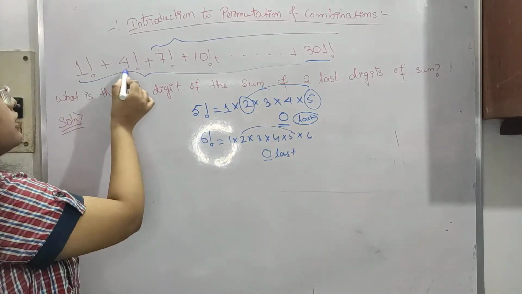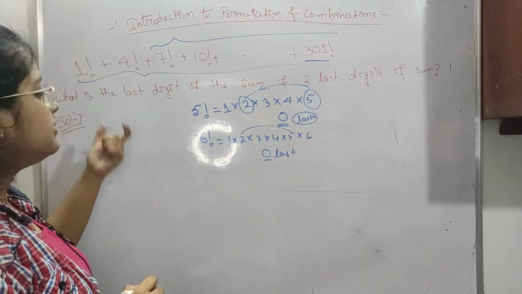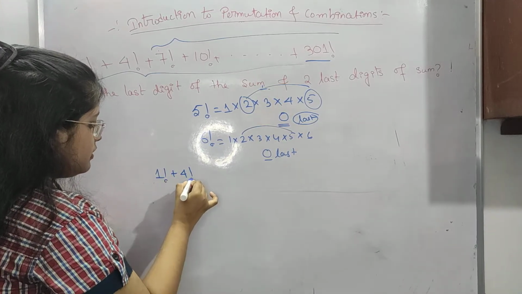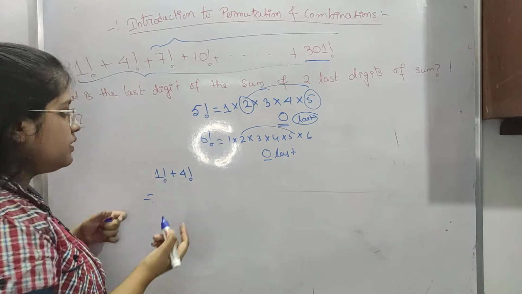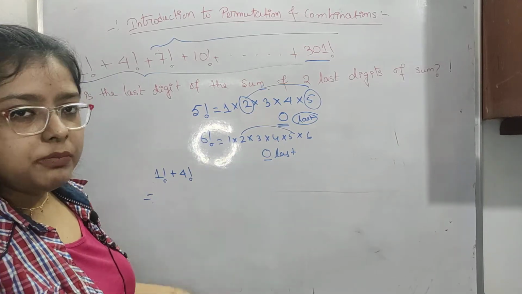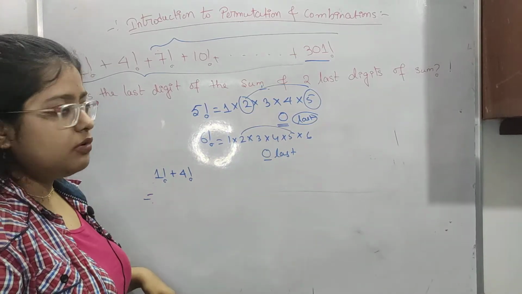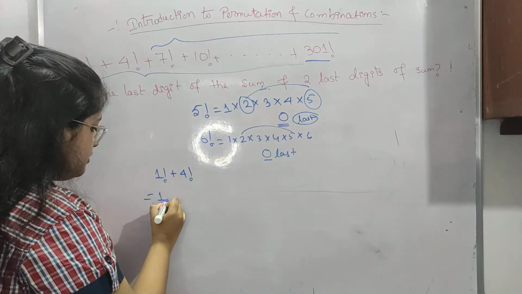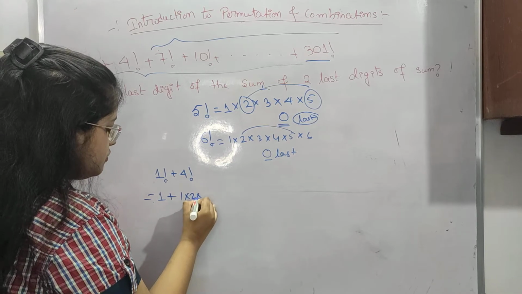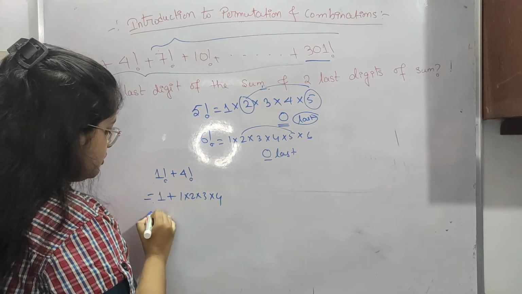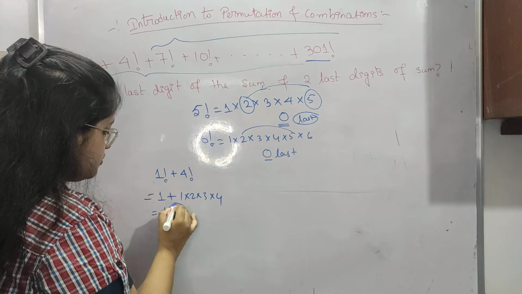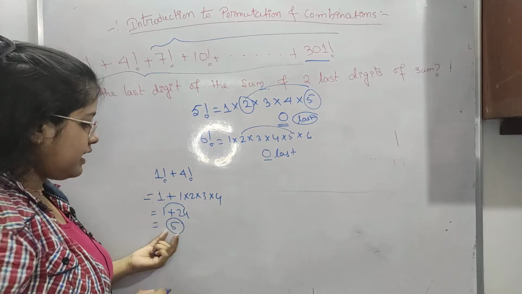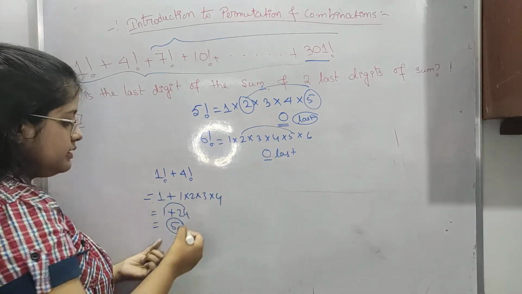But for 1 factorial and 4 factorial, we have to find it out, and it is an easy job. The last digit of 1 factorial plus 4 factorial will be our answer, because from 7 factorial onwards the last digit is always 0. So 1 is 1, plus 4 factorial is 1 into 2 into 3 into 4. 6 4s are 24. So 1 plus 24, the last digit will be 5. So 5 plus 0.